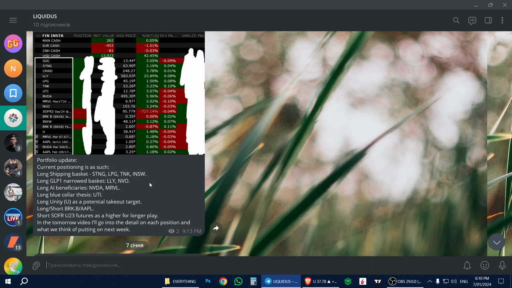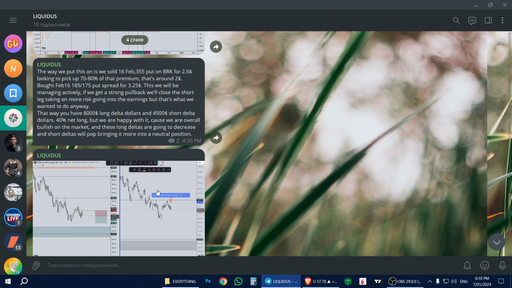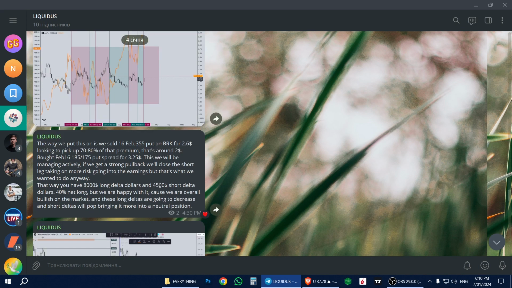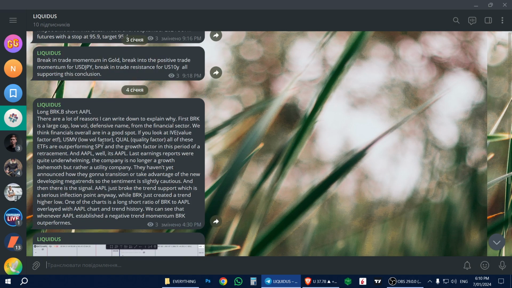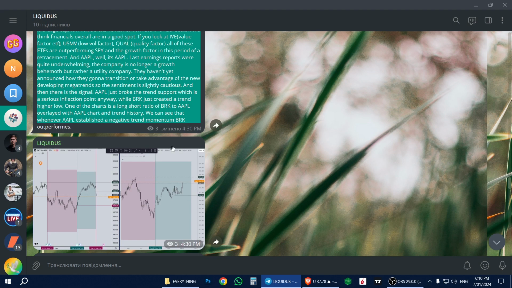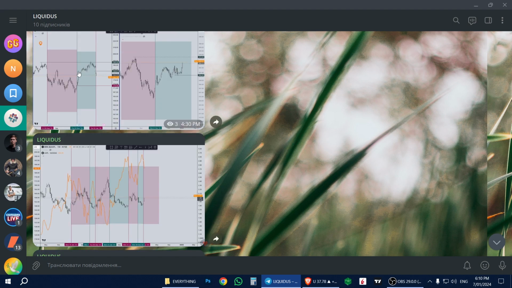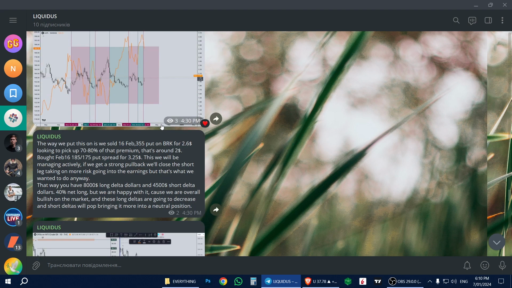This is Unity, long short BRKB Apple. Well, this is just a neutral trade. From a delta perspective, this is completely hedged. We described this in this post, the way we put this, there are a lot of reasons why. You should read it. Just read it.